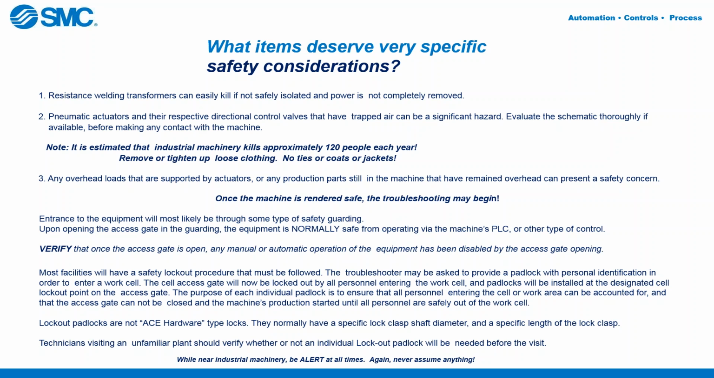Then, finally, we've done a lot of work here and we haven't even begun to troubleshoot, and this is now where it starts. We want to make sure that when we enter the machine that the access gate actually does vent the pressure and that it locks out the machine's PLC or other type of control. You want to make sure that there's no possibility for any automatic operation of the equipment. Also double check that manual operation isn't possible, or if it is, be very careful. For example, pressing a manual override on a valve. If you do that, you want to make sure that everything is clear.